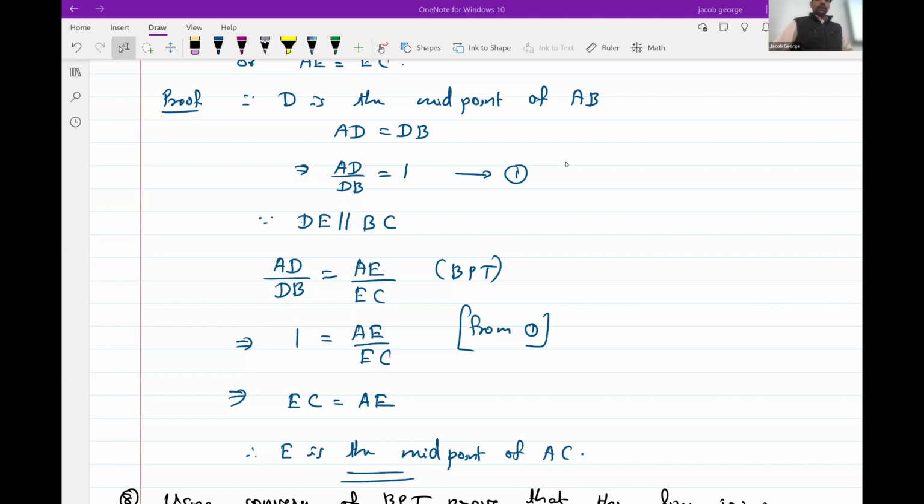But maximum I will try to give the error-free solutions. In the last one I saw one error: instead of a minus sign, I typed a plus sign in the solution. But you have done the correct one on the paper.